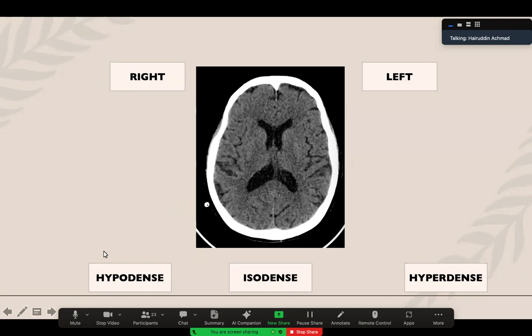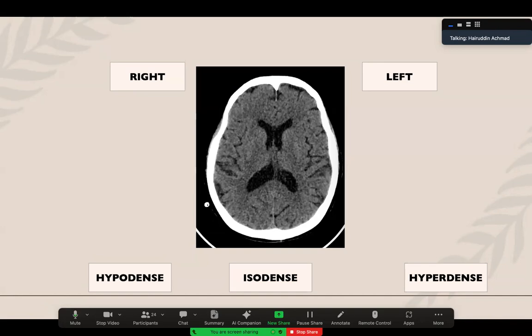In order to describe an anatomy, pathology or a structure, we use these terminologies: hypodense, isodense, and hyperdense. Similarly for ultrasound, we use hypoechoic, isoechoic, and hyperechoic. It all depends on what modality we use. Density means you are describing a structure in relation to one particular structure. For CT brain, we're looking at the gray matter. Anything that is darker than the gray matter, we call hypodense. Anything similar to the gray matter, we call isodense. Anything hyperdense is brighter than the gray matter.